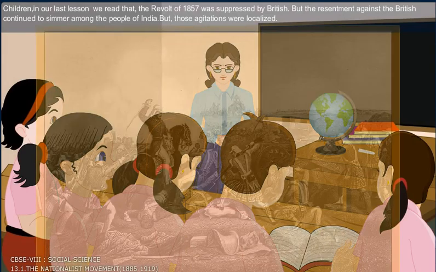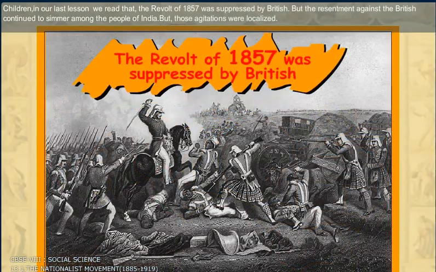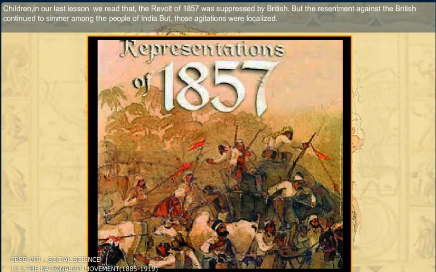Children, in our last lesson, we read that the revolt of 1857 was suppressed by the British, but the resentment against the British continued to simmer among the people of India. But those agitations were localized.